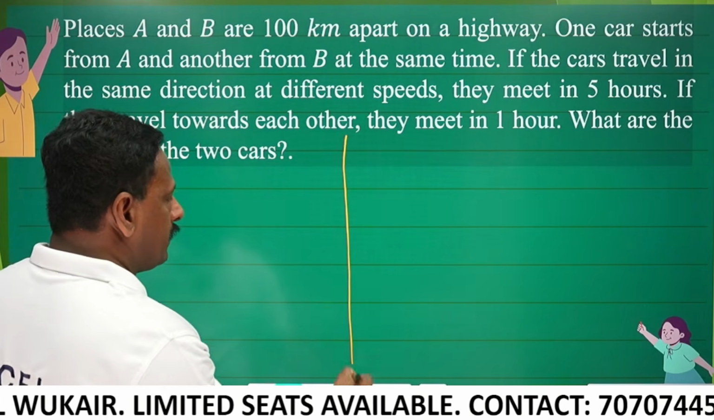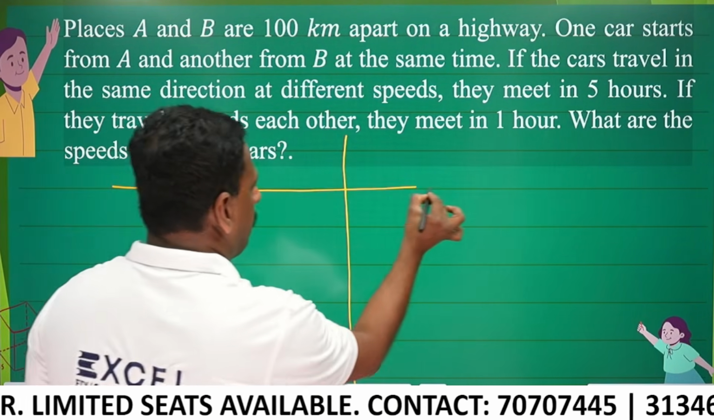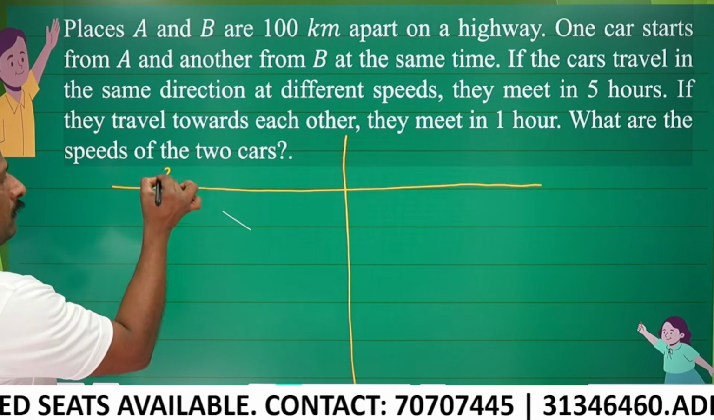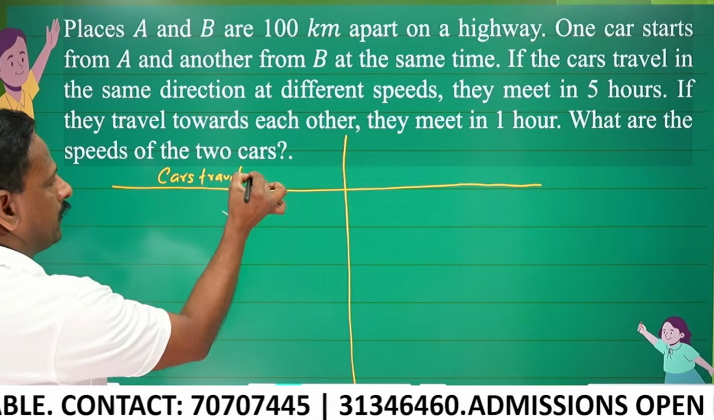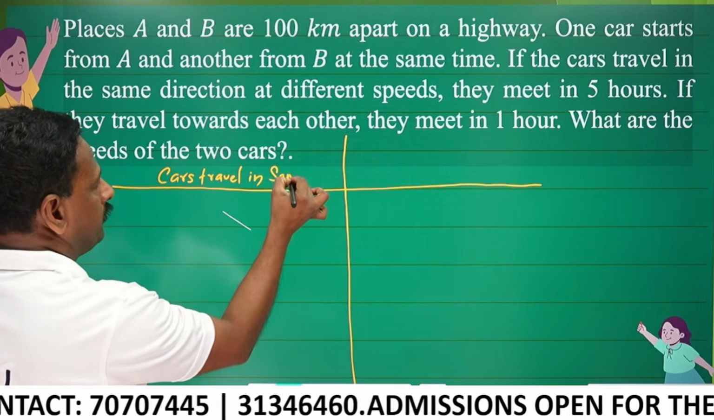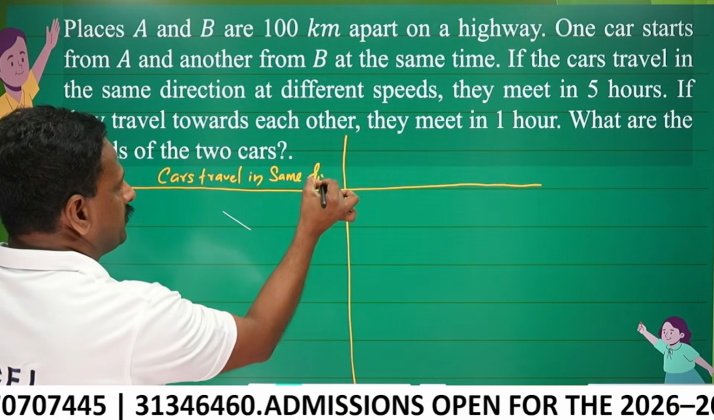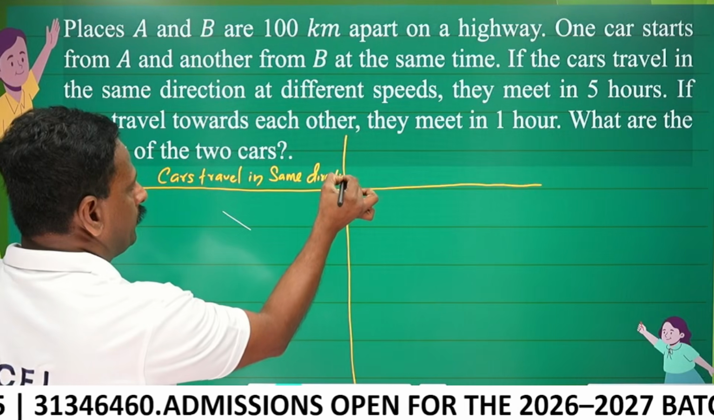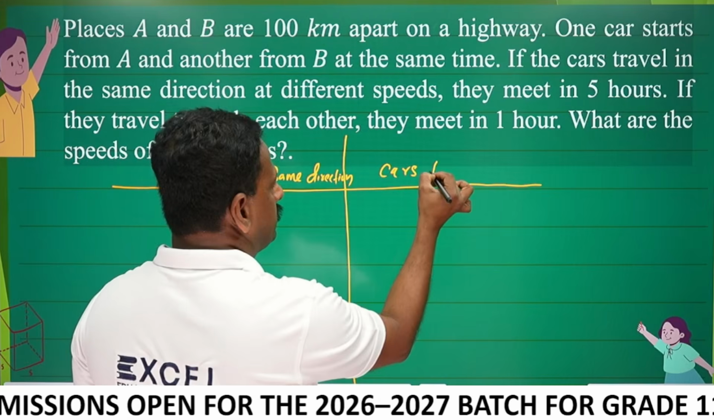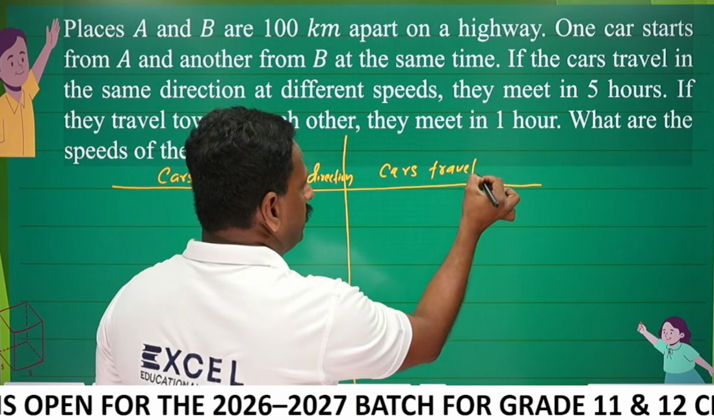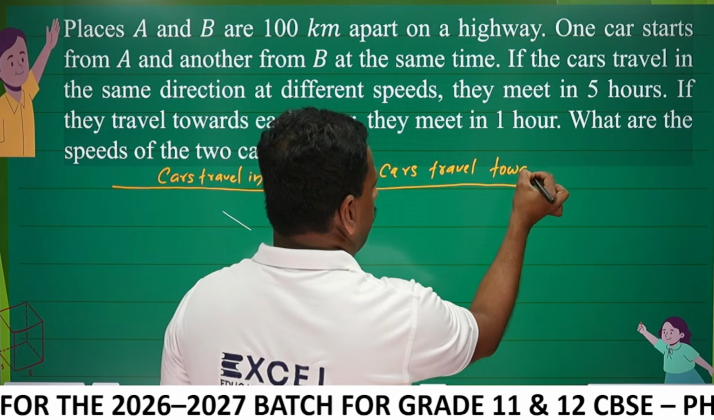The first case is cars travel in the same direction. And what is the second case? Cars travel towards each other, right?